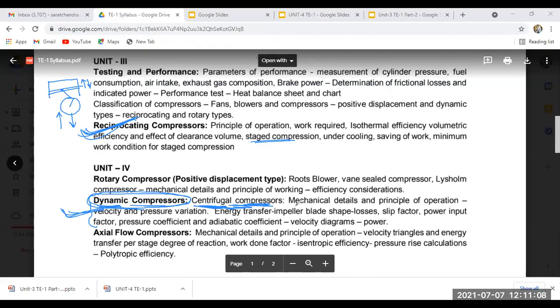You have to study the mechanical details and principle of operation. How it will operate, what is the mechanism behind the centrifugal compressor, what a centrifugal compressor is, all those details and the principle of operation. After that, we will see velocity and pressure variations. Velocity diagrams will be there. This part you have already studied in FMHM.